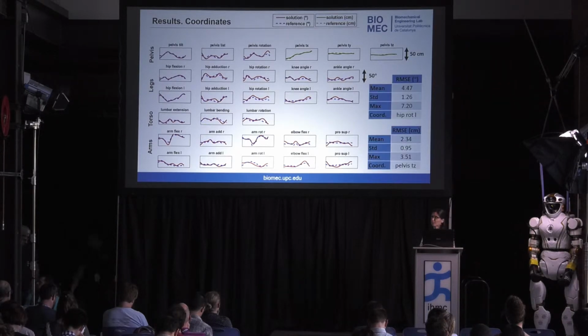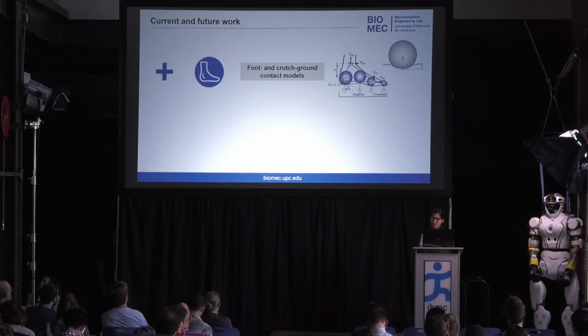And for the angular coordinates, the mean of the root mean square error is between 4 and 5 degrees, and for the linear coordinates is between 2 and 3 centimeters. What we are doing now is to develop and calibrate a foot ground and crutch ground contact model using this same framework, but instead of using the experimental ground reaction forces, we compute them using compliant models. And in the cost function, we add a new term that minimizes the square error of the ground reaction forces.